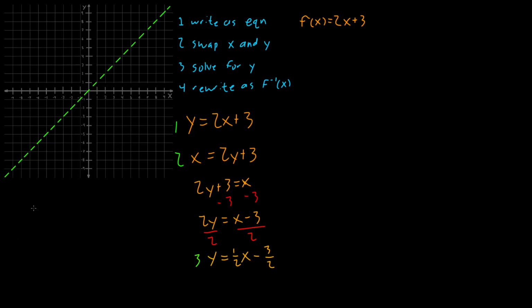And now for step 4, and I'll move up and over this way. That's a terrible arrow. Now what I'm going to do is rewrite this as f inverse. So the inverse function of x is half x minus 3 halves. Let's go ahead and graph these.